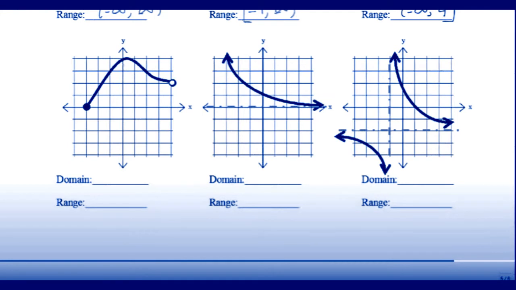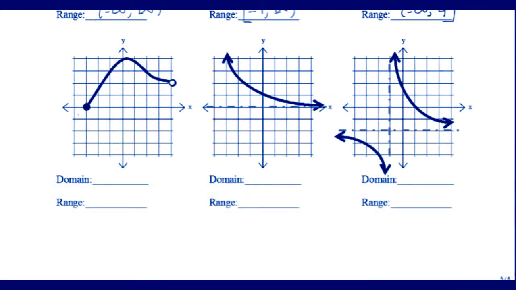On the next graph, notice that we don't have any arrows at all. We have an endpoint on the left, and we have an endpoint on the right. So when I am looking for my domain, I am looking at how far left can my values go on the x-axis, and how far right on the x-axis.